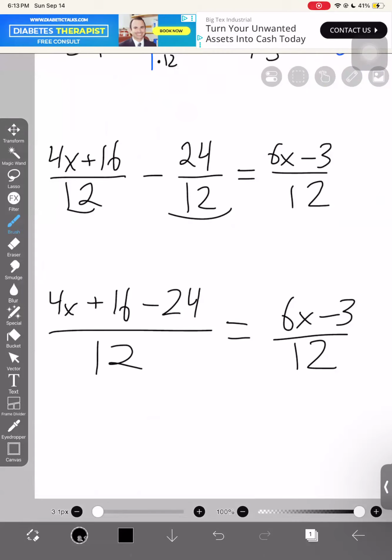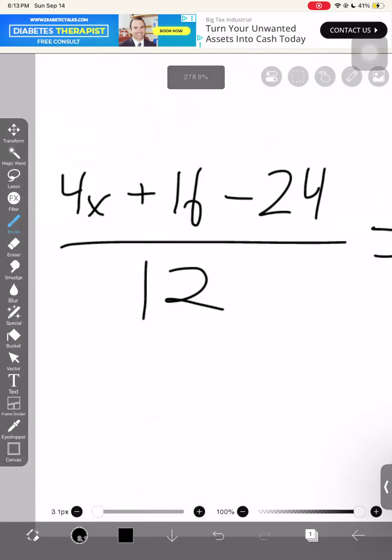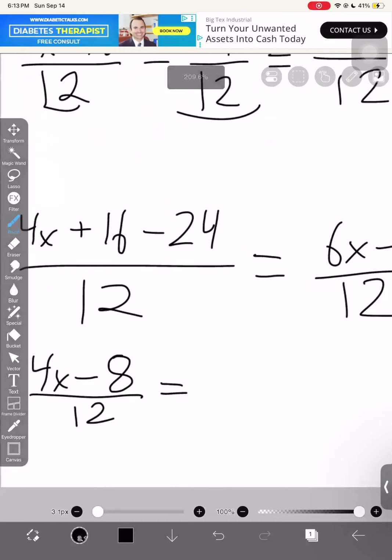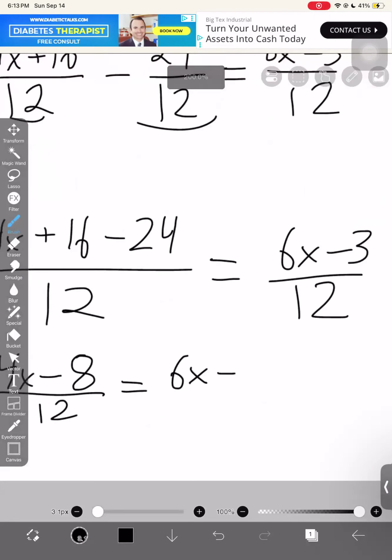We could kind of combine like terms in the numerator. And we get that 16 minus 24 is 8. So we get 4x minus 8 over 12 is equal to 6x minus 3 over 12.